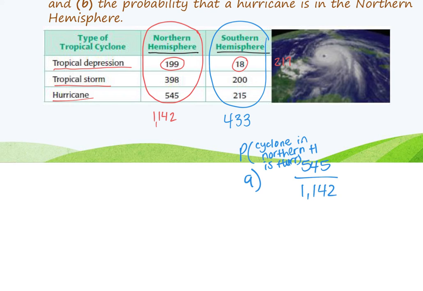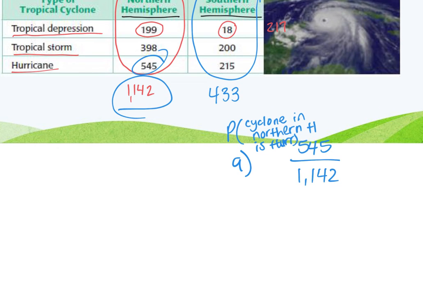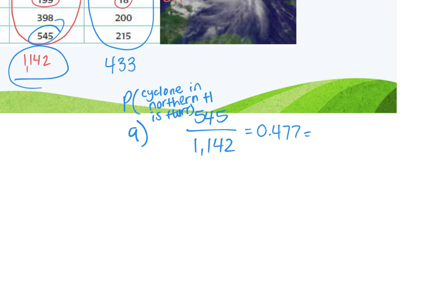Okay? And the probability that a cyclone in the northern hemisphere is a hurricane is the number of hurricanes in the northern hemisphere divided by the total number of storms in that hemisphere. So the 1,142 came from here, and the 545 came from the number of hurricanes in that hemisphere. If we were to simplify that, 545 divided by 1,142 is 0.477, which is 47.7%.